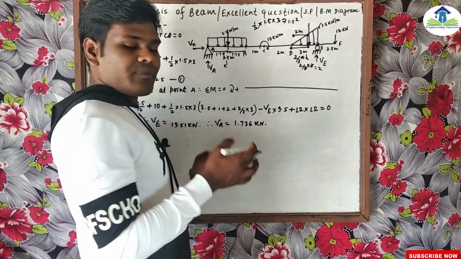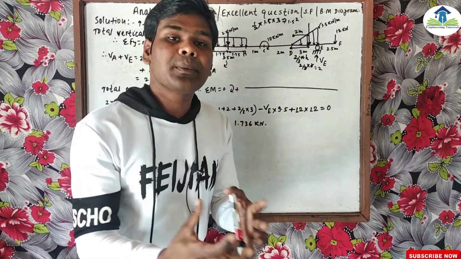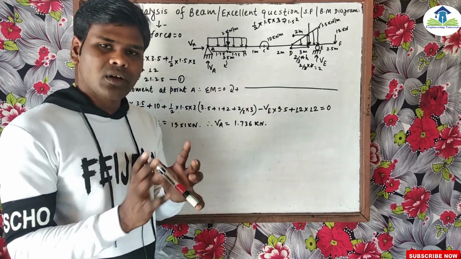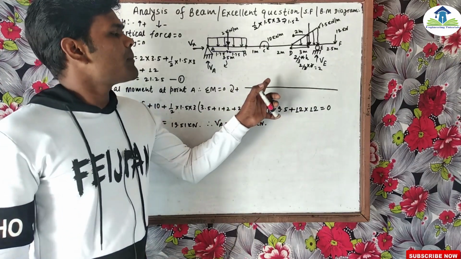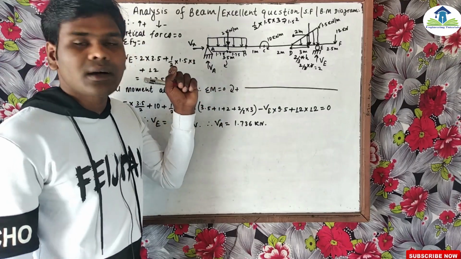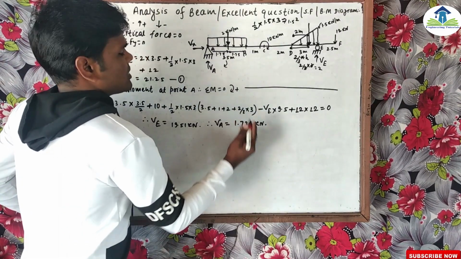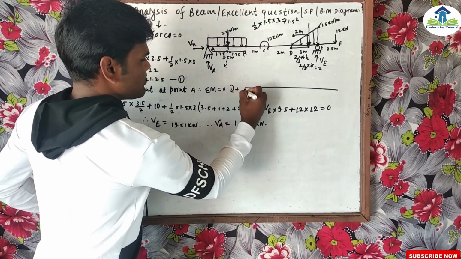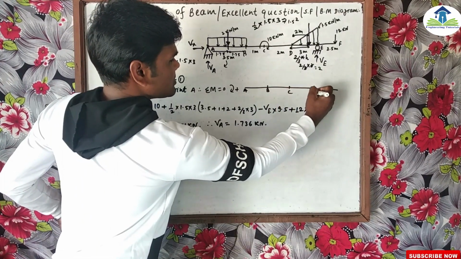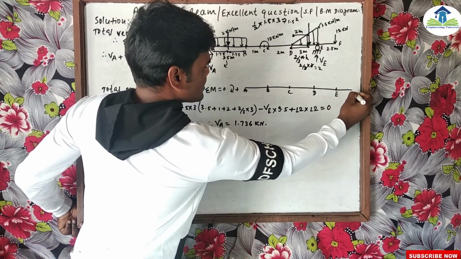So now we draw the free body diagram. Remember, if you are able to draw the free body diagram, then you can easily draw the shear force diagram and bending moment diagram. Remember this first. Before drawing the free body diagram, you have to calculate the total vertical force at the support, either roller or hinge. So here we draw the free body diagram. This is point A, this is point B, this is point C, this is point D, this is point E, this is point F.